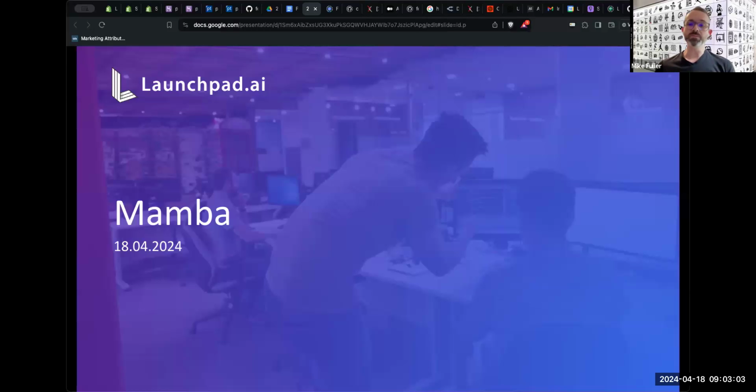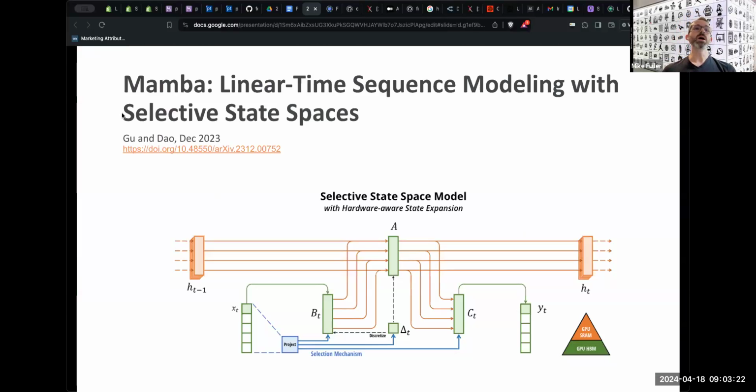Today I would go through what the Mamba architecture is all about. It's an architecture that is built on a bunch of previous work, but seems to have come to the forefront in the last few months. The paper was released in December by Gu and Dao: Mamba, linear time sequence modeling with selective state spaces.